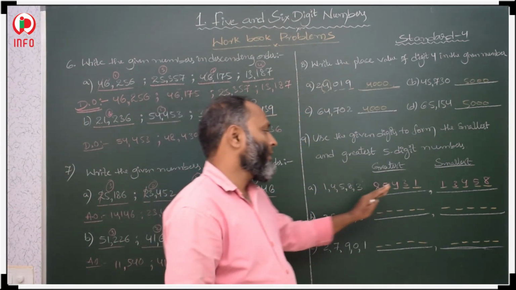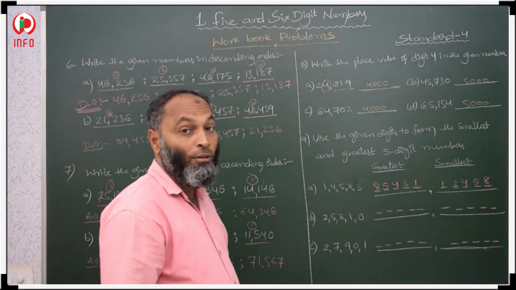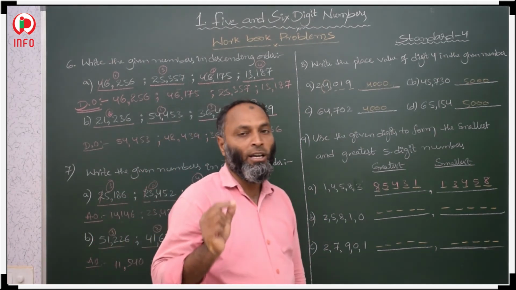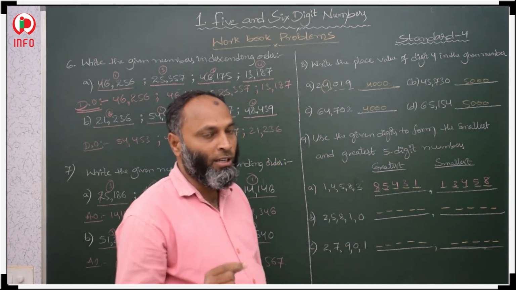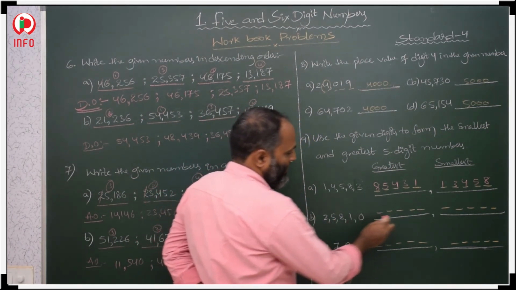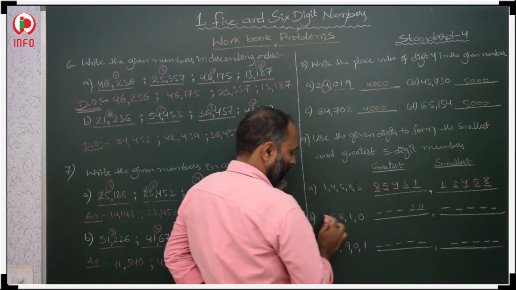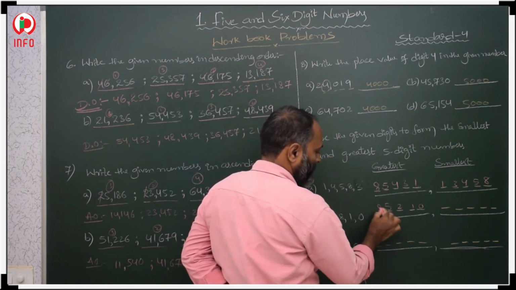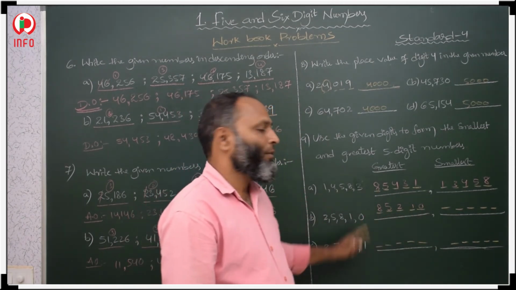If 0 is not there, this is the method to do. But if 0 comes, how to do it? A little small change is there, and you have to keep that change in your mind. When 0 is in the given digits, how to write? For the greatest number there is no change: we start with the smaller number 0, then 1, then 2, then 5, then 8. From smaller to greater we arrange.